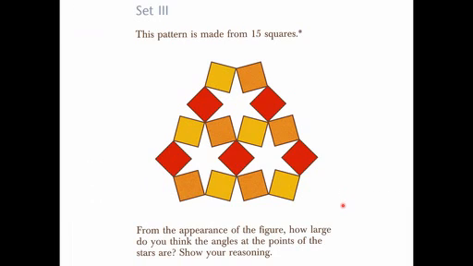Really like our set 3 today. 15 squares, that's important. Don't let that slip by you. There are 15 squares in the picture. From the appearance of the figure, how large do you think the angles at the points of the stars are? Show your reasoning. Can you figure out how many degrees are in the points of the stars? So that'll do it for this lesson.